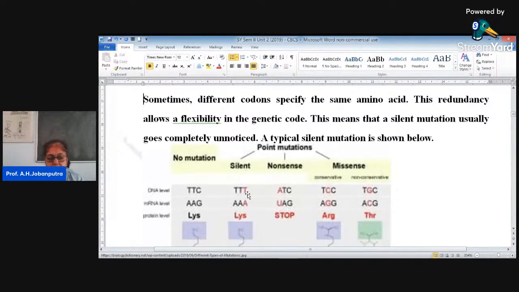TTT. म्युटेशन झालेलं आहे AAA, टीचा A झालेला आहे, तरी पण लायसिनस कोड झालेला आहे. नॉनसेन्स म्युटेशन केव्हा होईल? जेव्हा सेन्स कोडॉन इज कन्वर्टेड टू टर्मिनेशन कोडॉन. मिससेन्स म्युटेशन केव्हा होईल? जेव्हा original amino acid is replaced by a new amino acid.